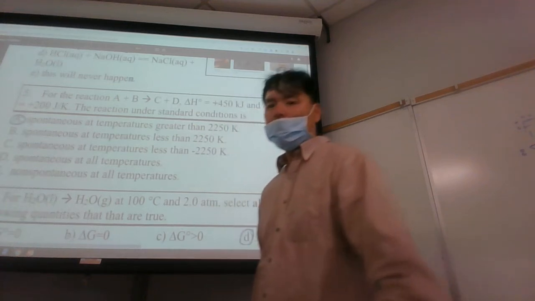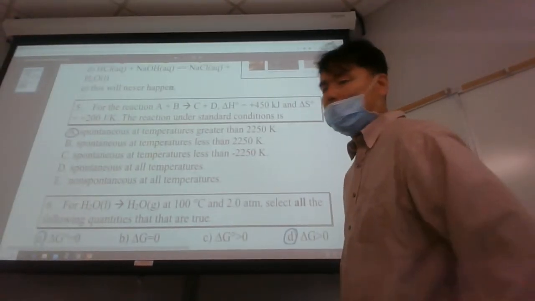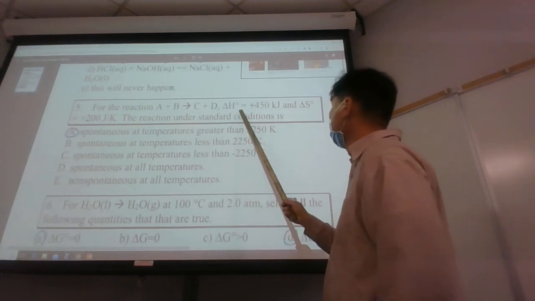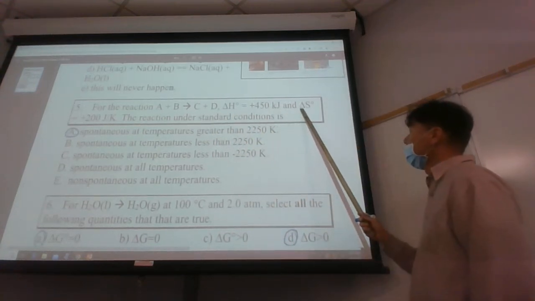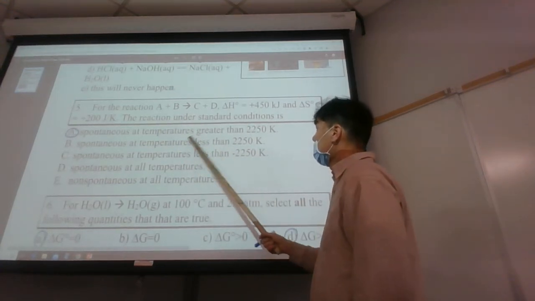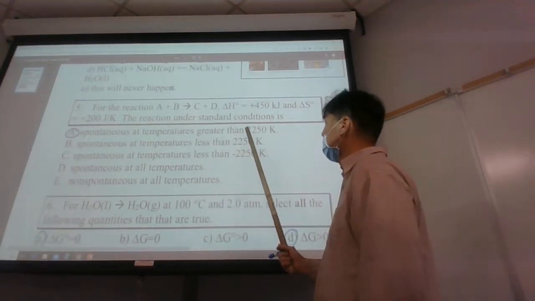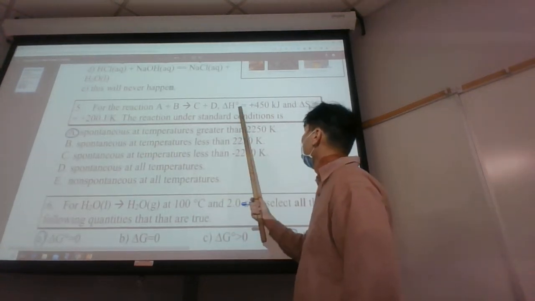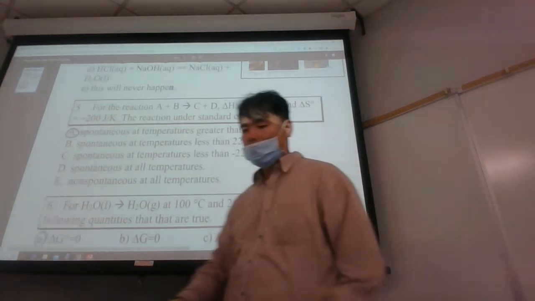Okay, 5. For the reaction of A plus B yields C plus D, the delta H is 450 kilojoules and delta S is 200 joules per Kelvin. The reaction under standard conditions is spontaneous at temperatures greater than 2250. Well, anyway, delta S is favorable, delta H is not favorable.